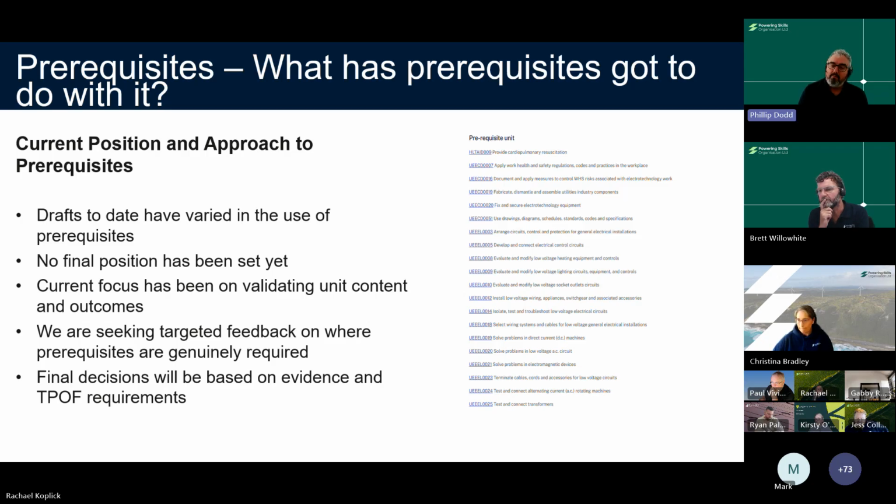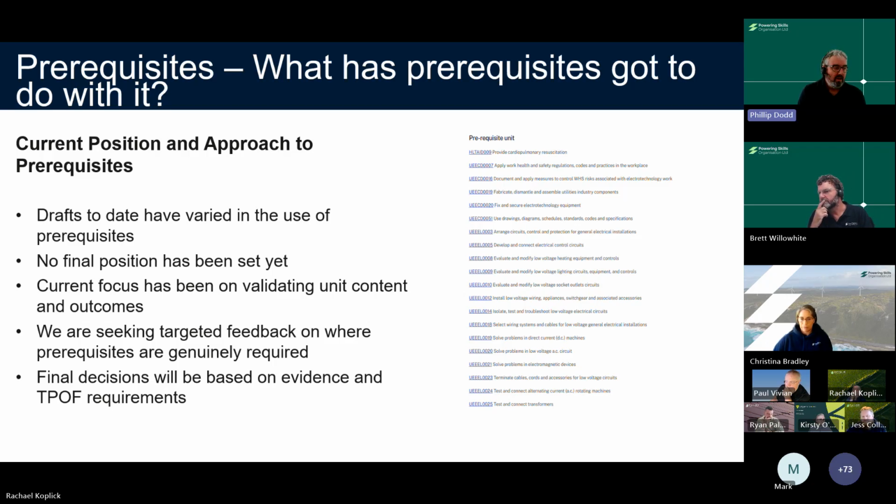So we haven't made those final decisions on where the prerequisites sit at this stage. There will be units of competency that have prerequisites, no ifs and buts about that. You need to have certain underpinning knowledge before you can go on to do some units of competency. When we get to those later year units, around the EL39s or currently the capstone unit, it will have some prerequisites attached to it.